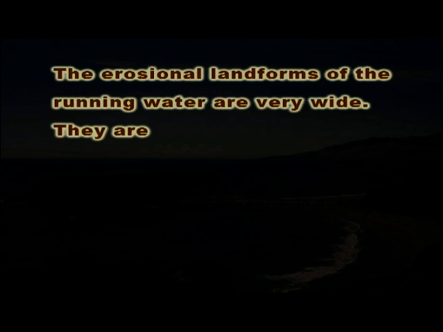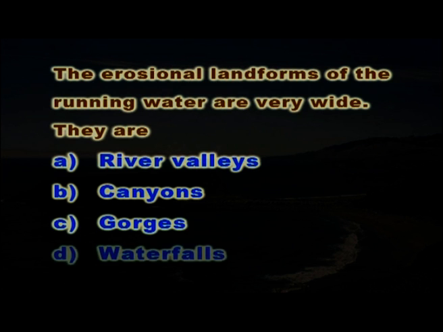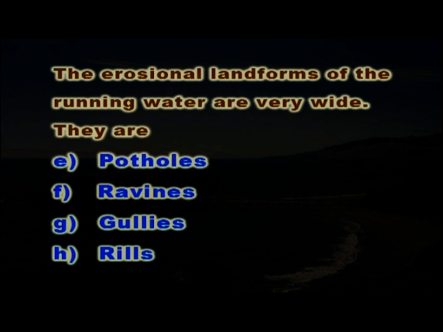The fourth aspect is related to erosional landforms. The erosional landforms of the running water are very wide. They include river valleys, canyons, gorges, waterfalls, potholes, ravines, gullies and rills.